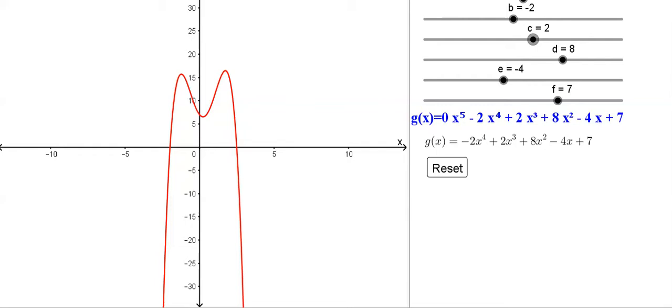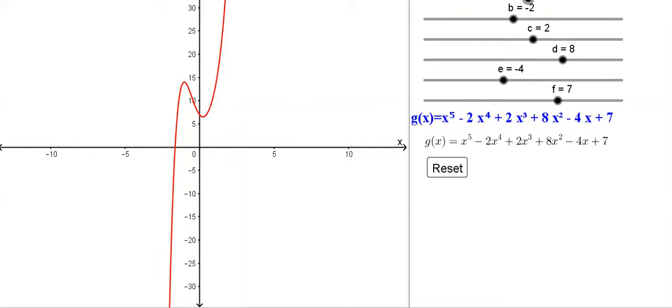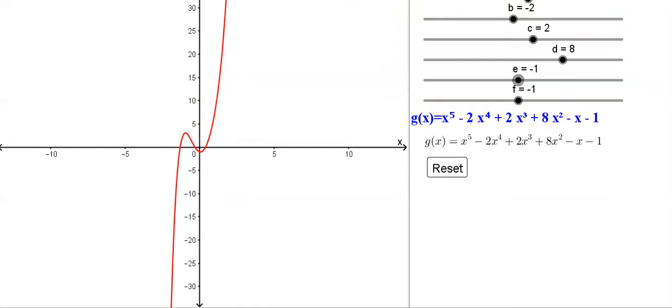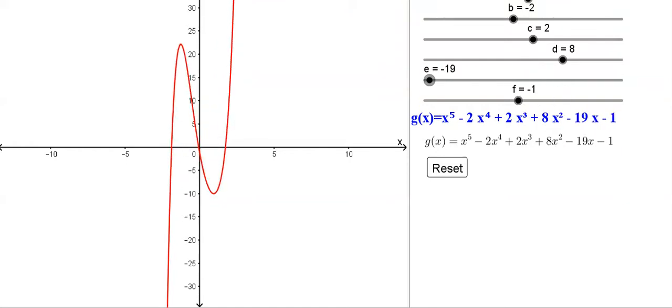Yep, so no matter what I do, I'm changing the insides of the graphs. Never changing the y-intercept, right? Because the y-intercept is right there. No matter what I do to the rest, it's always that constant. So it's always going through the y-intercept. But I can change everything else. And what's going to happen if I take the leading coefficient and make it negative?